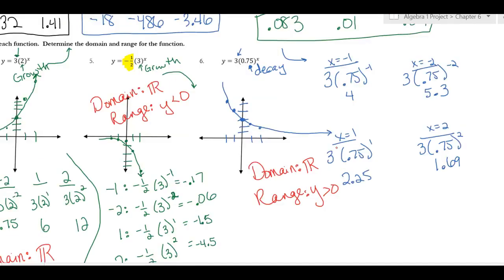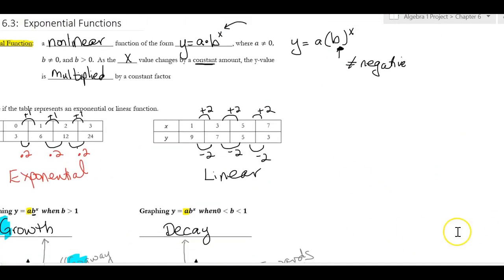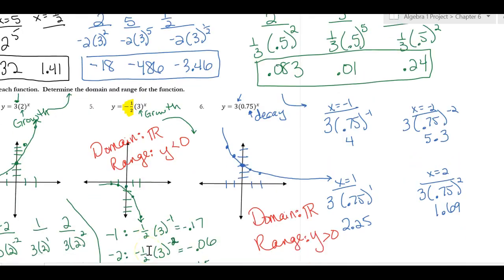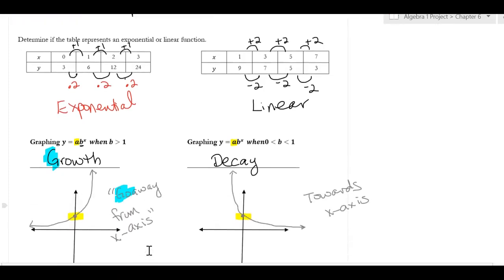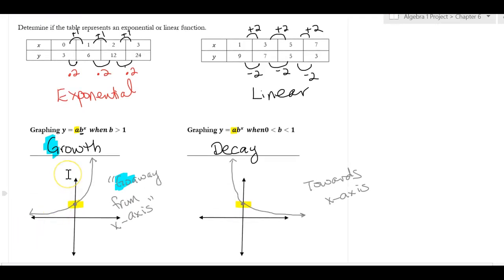Okay, so what we have is our exponential function. Remember, it's exponential if x changes by a constant, but the y changes by multiplying. Growth goes away from the axis. Decay goes towards the axis. Might be helpful. Let's draw what the other one would look like.